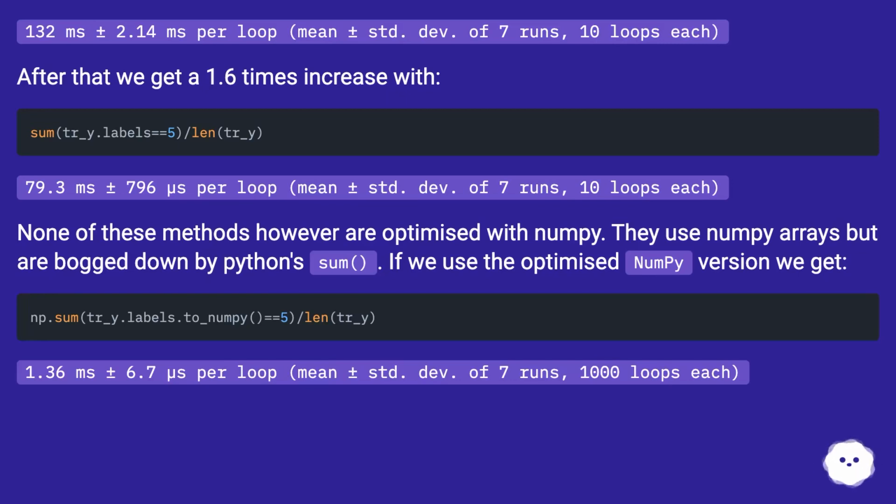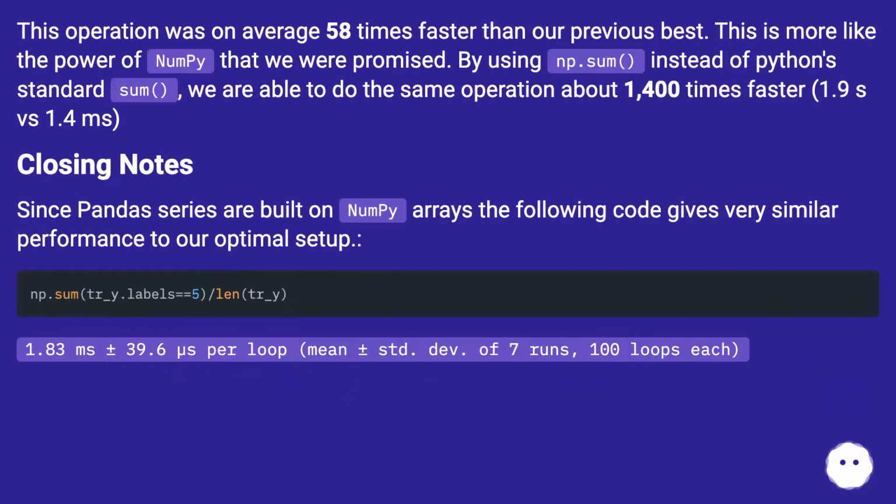None of these methods, however, are optimized with Numpy. They use Numpy arrays but are bogged down by Python's sum. If we use the optimized Numpy version we get 1.36 milliseconds plus or minus 6.7 microseconds per loop, mean plus or minus std. dev. of 7 runs, 1000 loops each. This operation was on average 58 times faster than our previous best.